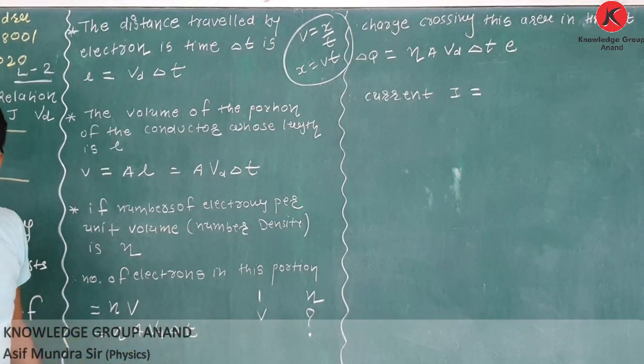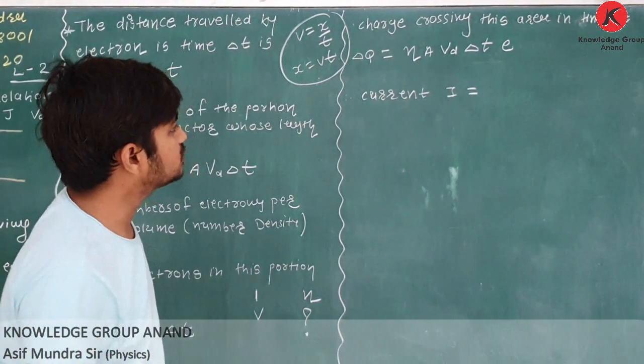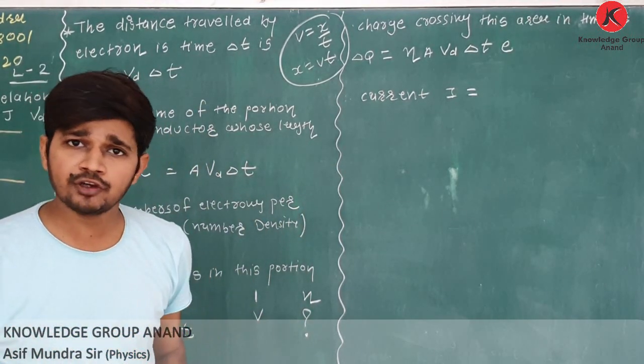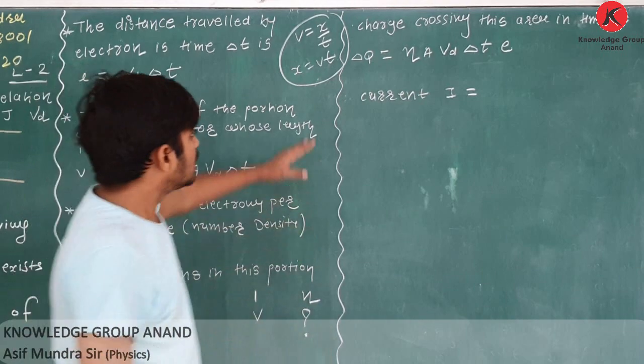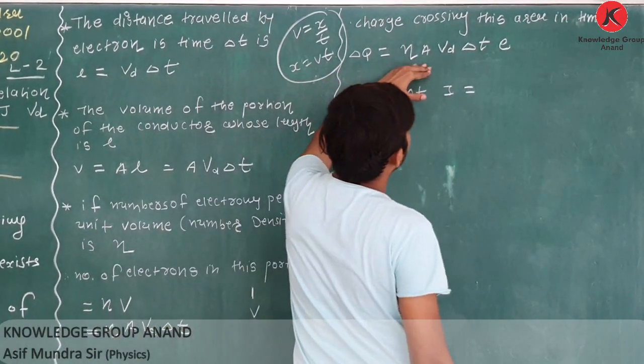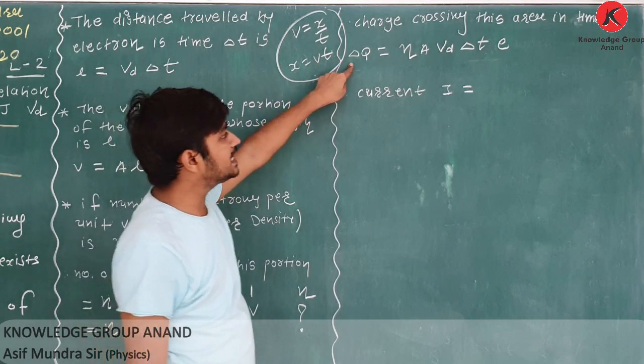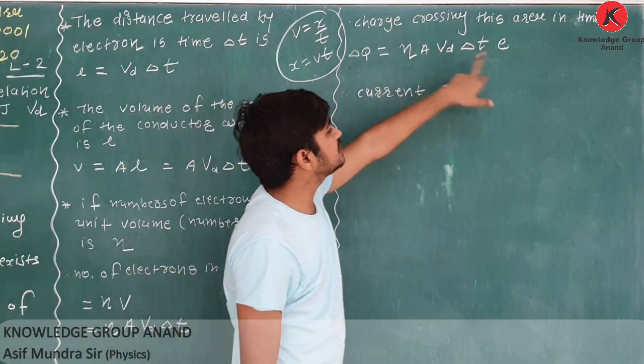So here you have to multiply by e, that is the fundamental charge. Yes, here the negative sign of the electron is neglected, because we want to find only the magnitude. So delta Q is equal to nAVd delta T e. It is the amount of charge crossing the cross-sectional area in time delta T.